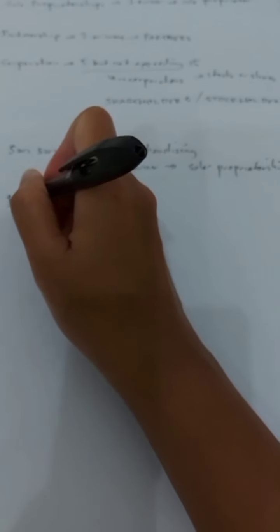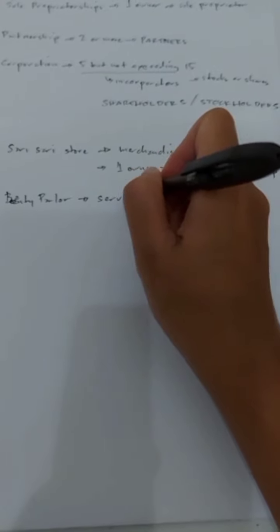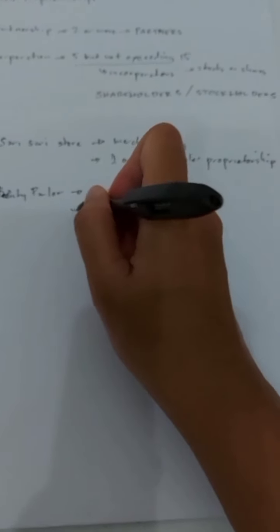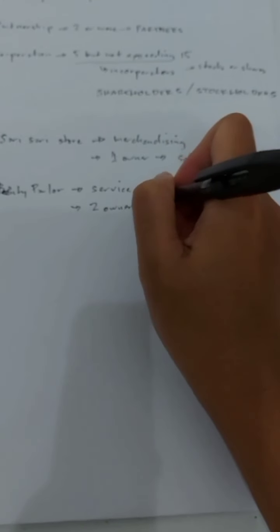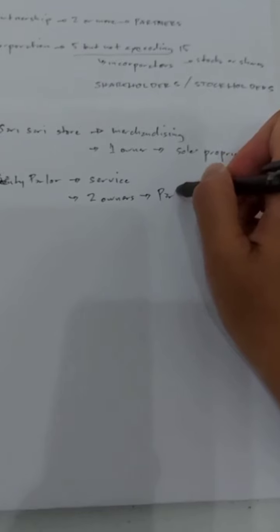Okay. So, another example, kunwari ay beauty parlor. Pag kinlassify natin according sa type ng business, ito ay service. So, let's say ang beauty parlor ay dalawa yung owner. Pag kinlassify natin dyan sa legal form, siya ay partnership. Okay, so ganun lang siya. Pwede nyo siyang i-classify according dun sa type or sa legal form. Okay.